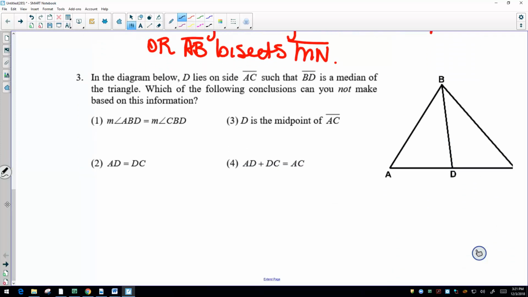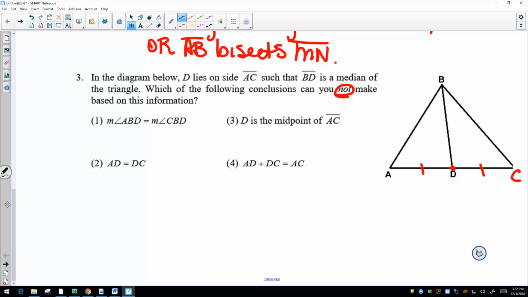Okay, looking at question 3, it says in the diagram, D is on side AC such that BD is a median of the triangle. So if I just stop right there, knowing what a median is, I know a median goes from a vertex, which is B, to the opposite side at the midpoint D. So knowing it's a median, I do know that D is a midpoint. Knowing D is a midpoint, that would tell me that segments AD and CD are equal. So he wants to know, what are we not able to conclude?